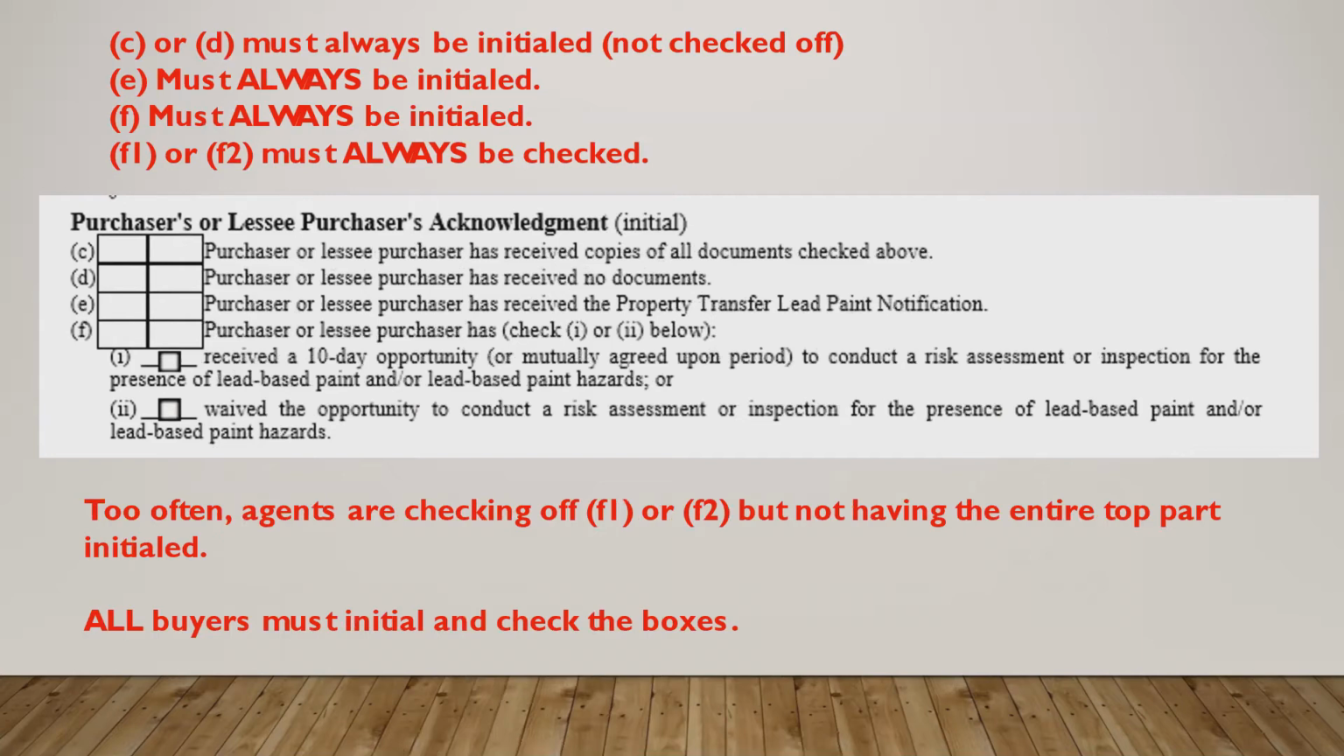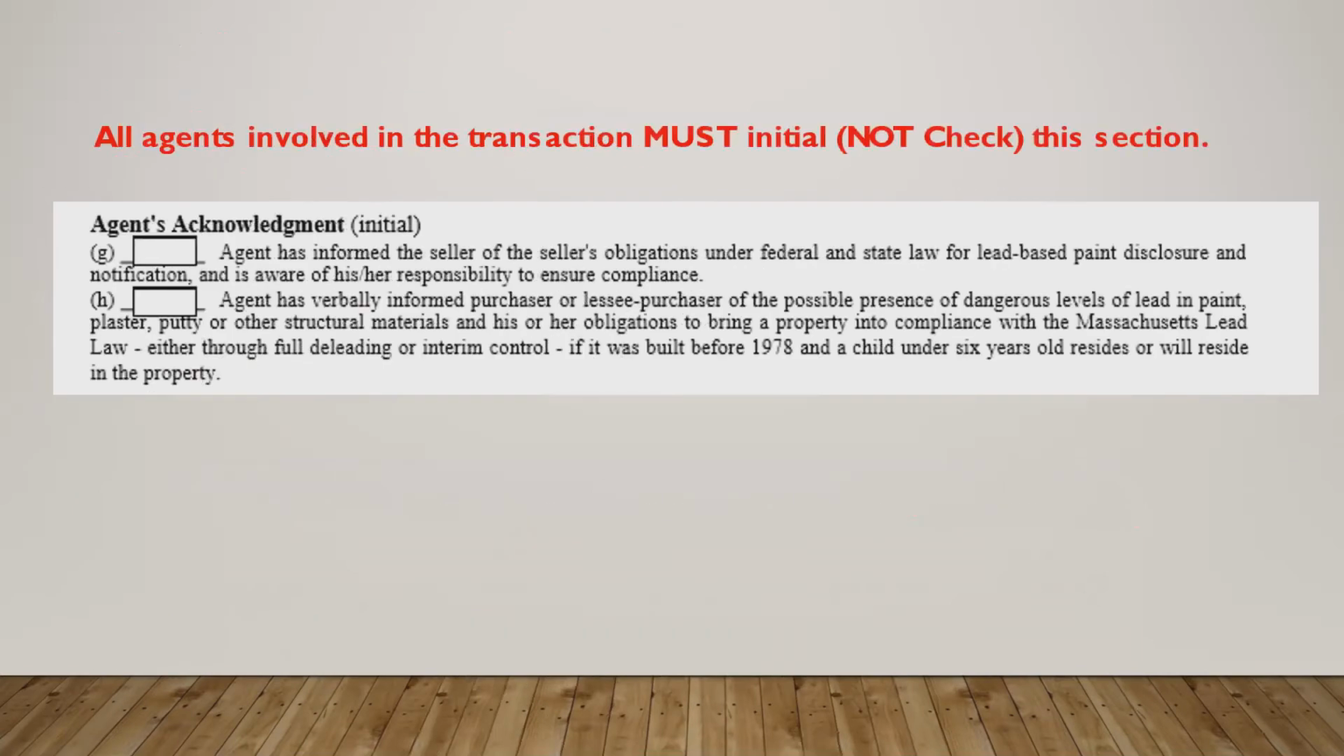Just like with sellers, if you have 3 sellers, then all 3 sellers need to check off and sign the form. If you have 3 buyers, all 3 buyers must initial, must sign, and must check off the boxes. Next section is agent acknowledgement.